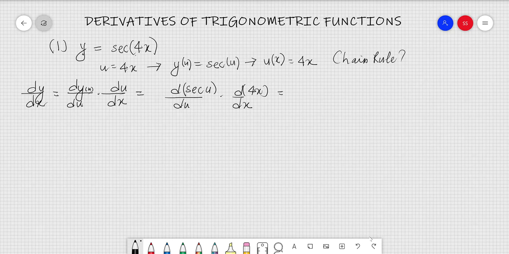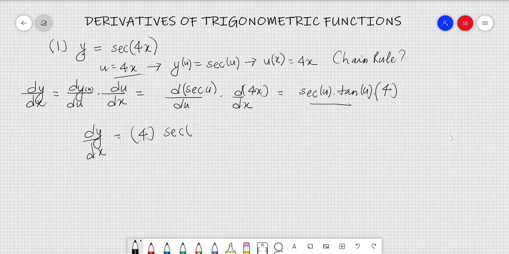So now derivative of sec x is sec x times tan x, which is the formula that we looked into earlier, times derivative of 4x, which would be 4. Now substituting this value of u into this, we get our answer dy by dx equal to 4 times sec 4x times tan 4x.